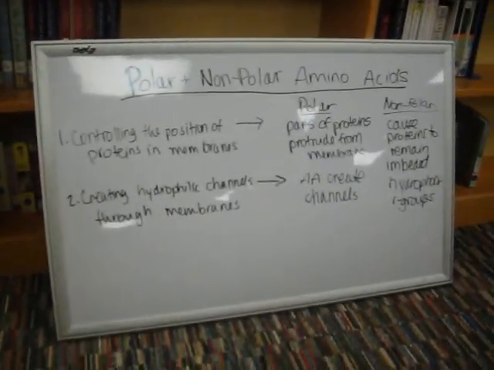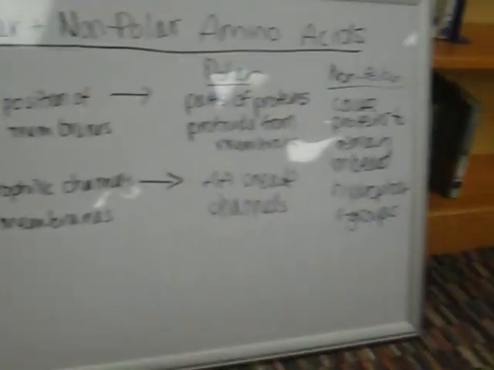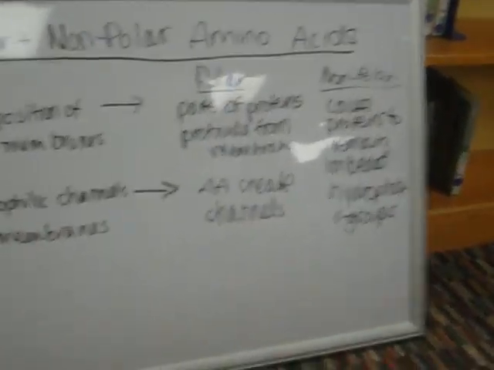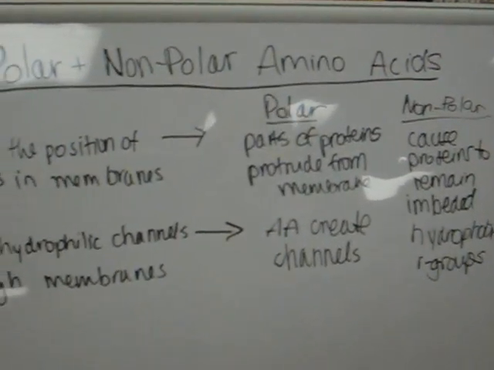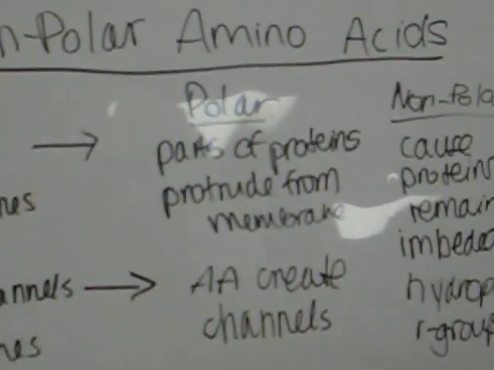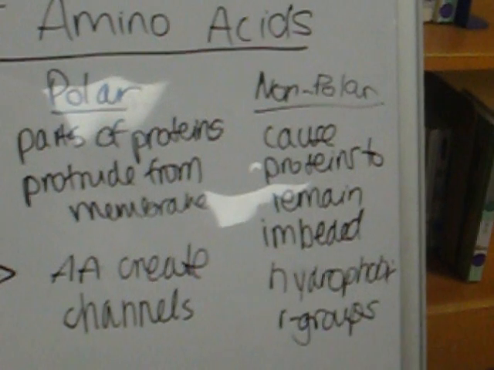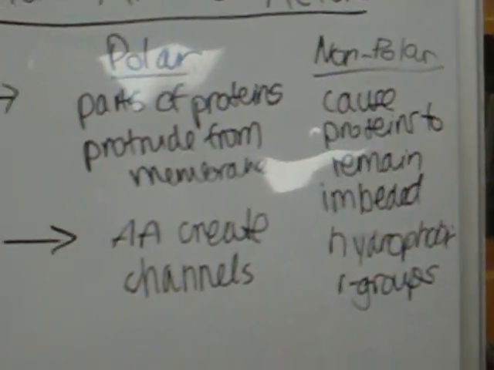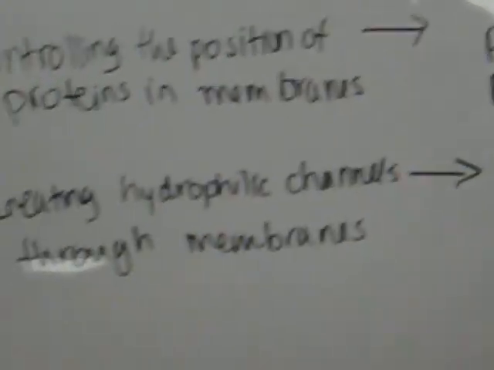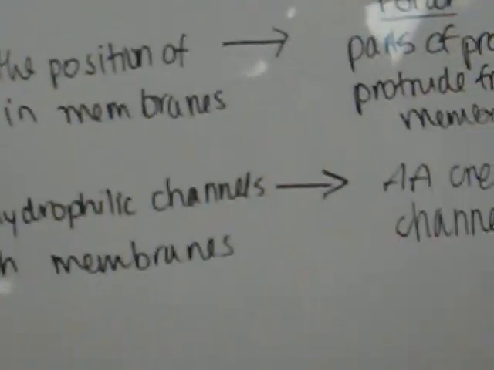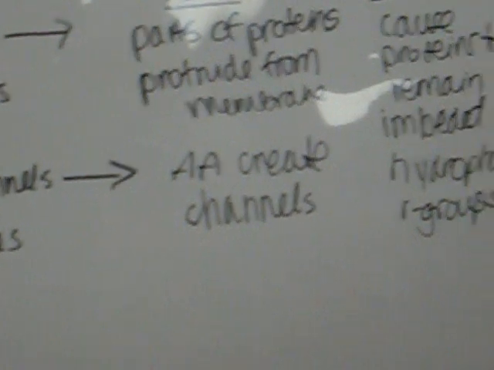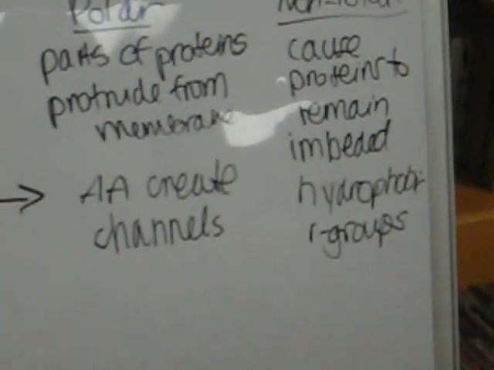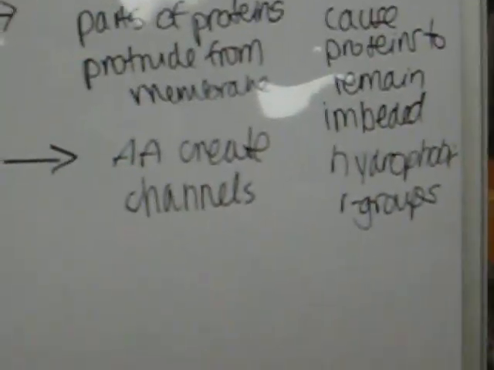So, polar and nonpolar amino acids control the position of proteins in the membranes. For polar amino acids, parts of proteins protrude from the membrane, and nonpolar amino acids cause proteins to remain embedded. Creating hydrophilic channels through membranes: the polar amino acids create channels, and in nonpolar, there are hydrophobic R groups.